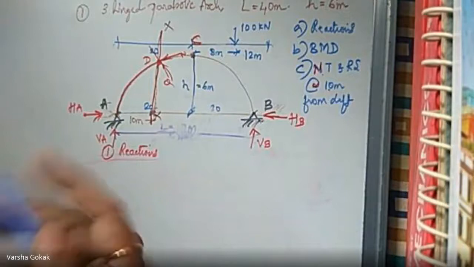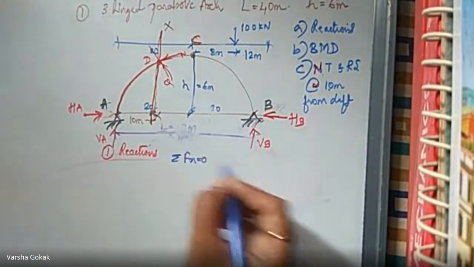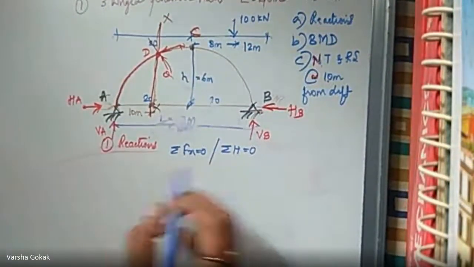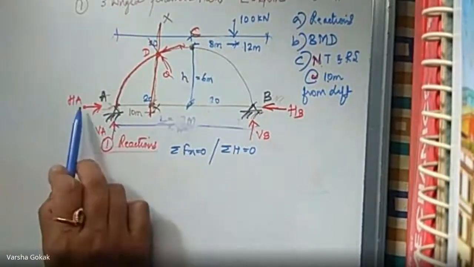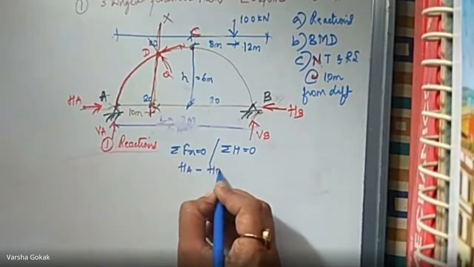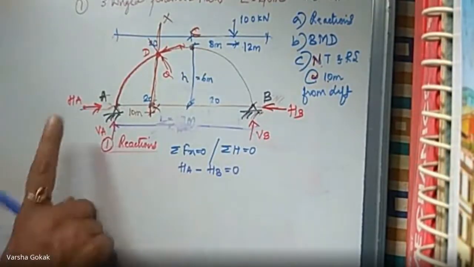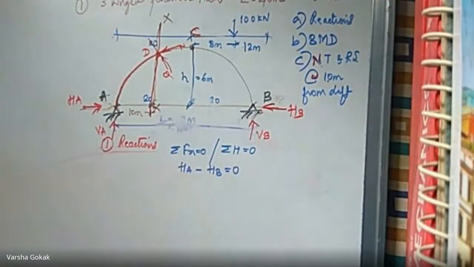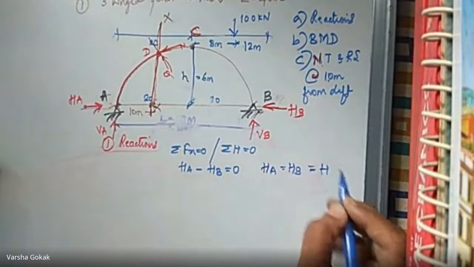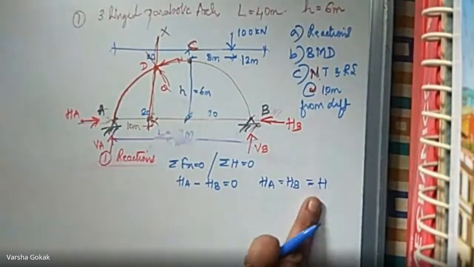We will start with summation Fx equal to 0. Some textbooks will write it as summation H equal to 0, horizontal. Anyone you can mention, your choice. So what are the horizontal forces over here? One is this, one is this. So it is HA minus HB equal to 0. Is there any other horizontal force? No, ma'am. So HA is equal to HB. When both are equal, I can simply call it H.